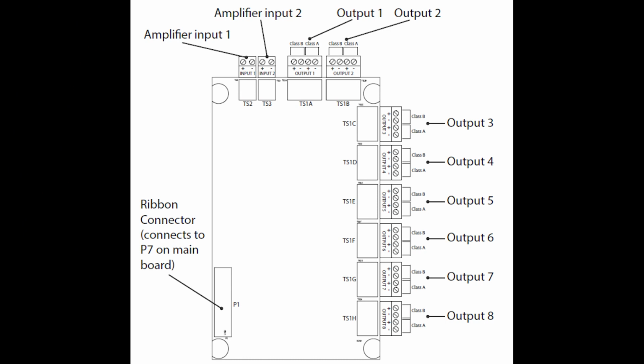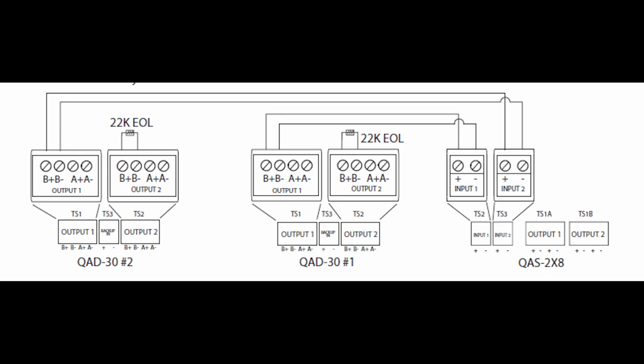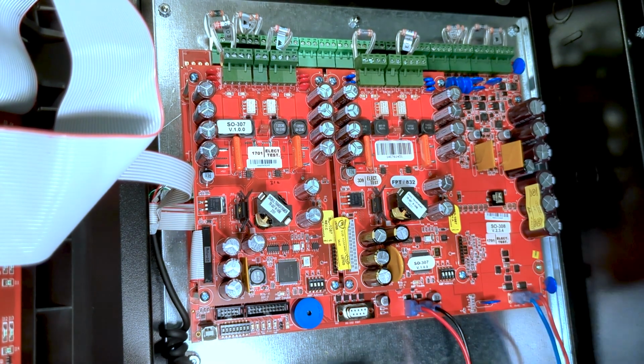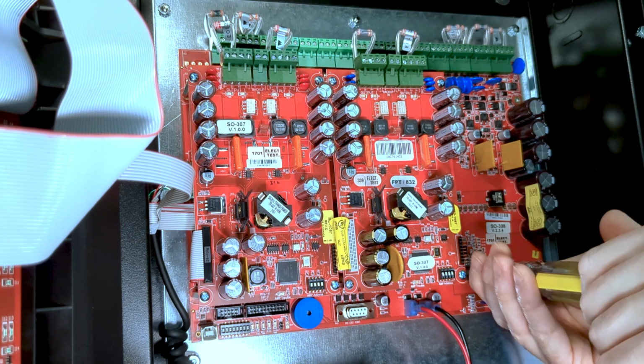The QAS 2x8 splitter provides 8 fully supervised Class A or B output zones that can be driven by 2 separate inputs from both primary and secondary amplifier circuits. I will now demonstrate the installation of the QAS 2x8 splitter card.